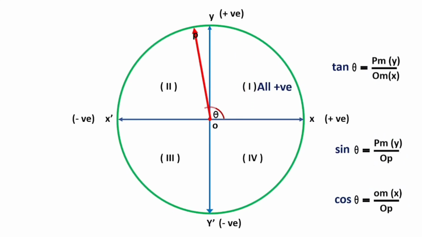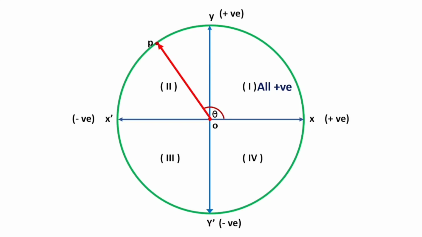Now the point P has come in the second quadrant. In the second quadrant, x is negative but y is positive. So tan theta equals y upon minus x. So tan theta and its reciprocal cot are negative in the second quadrant.